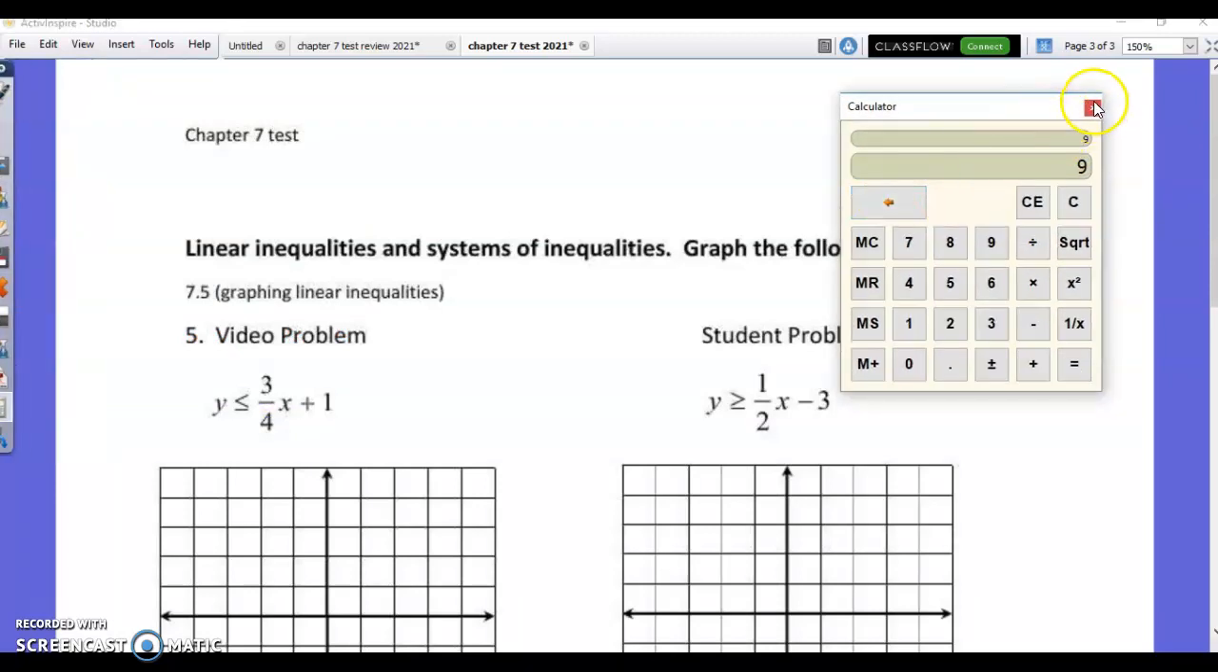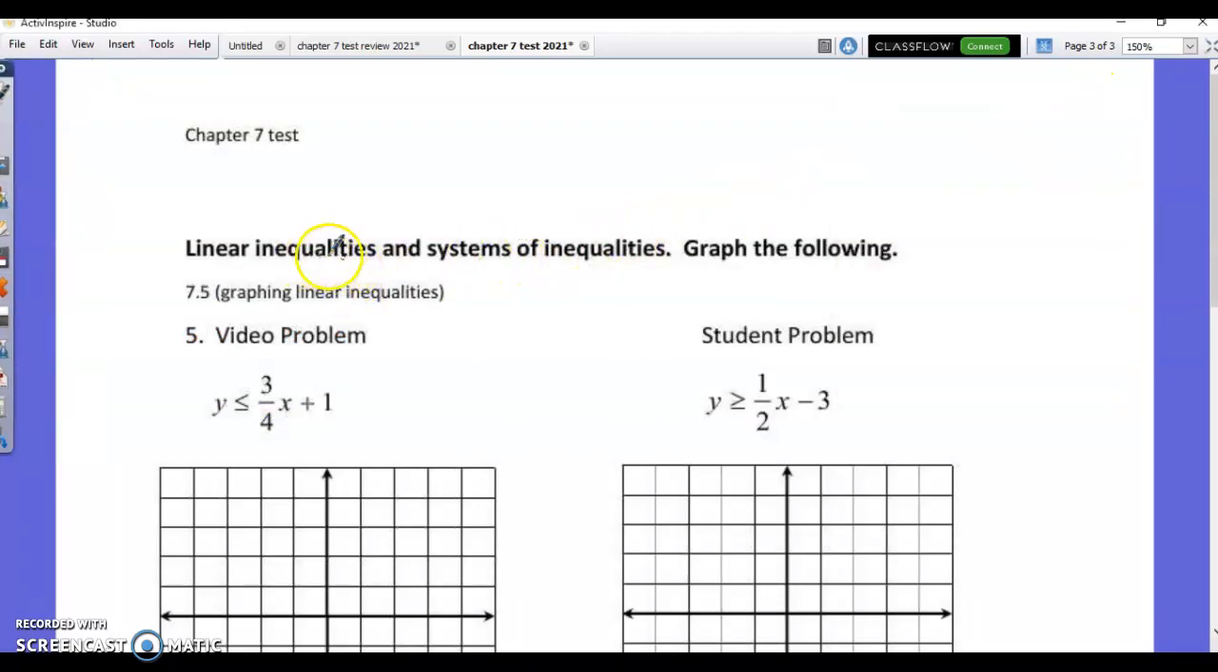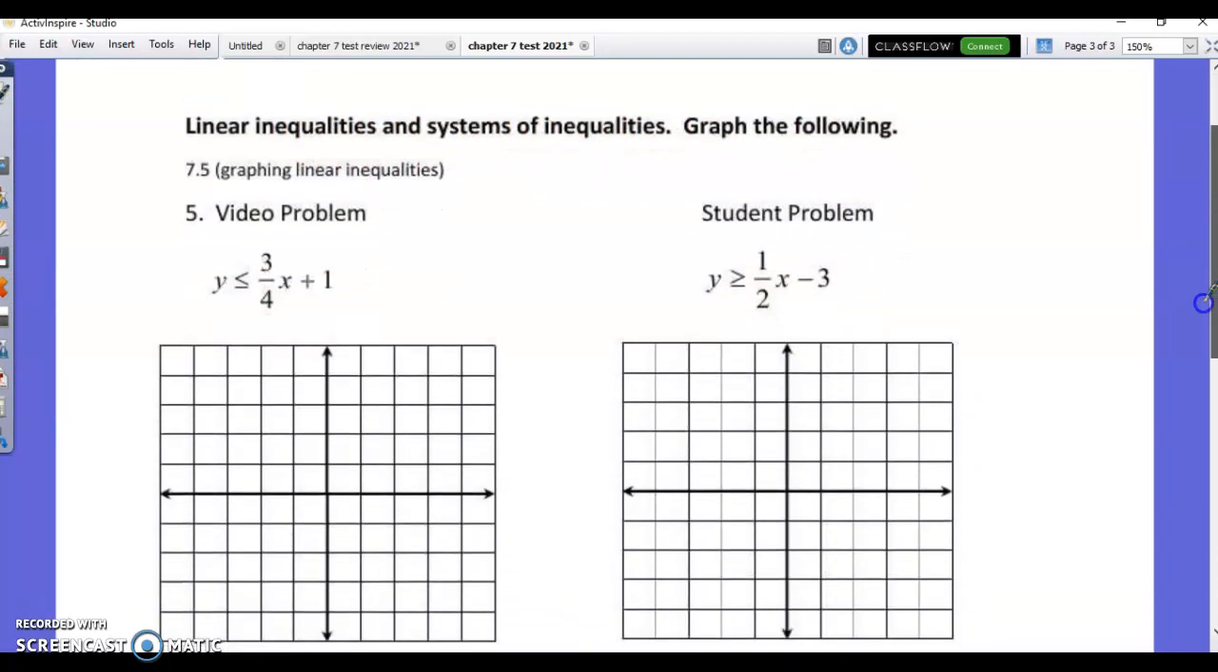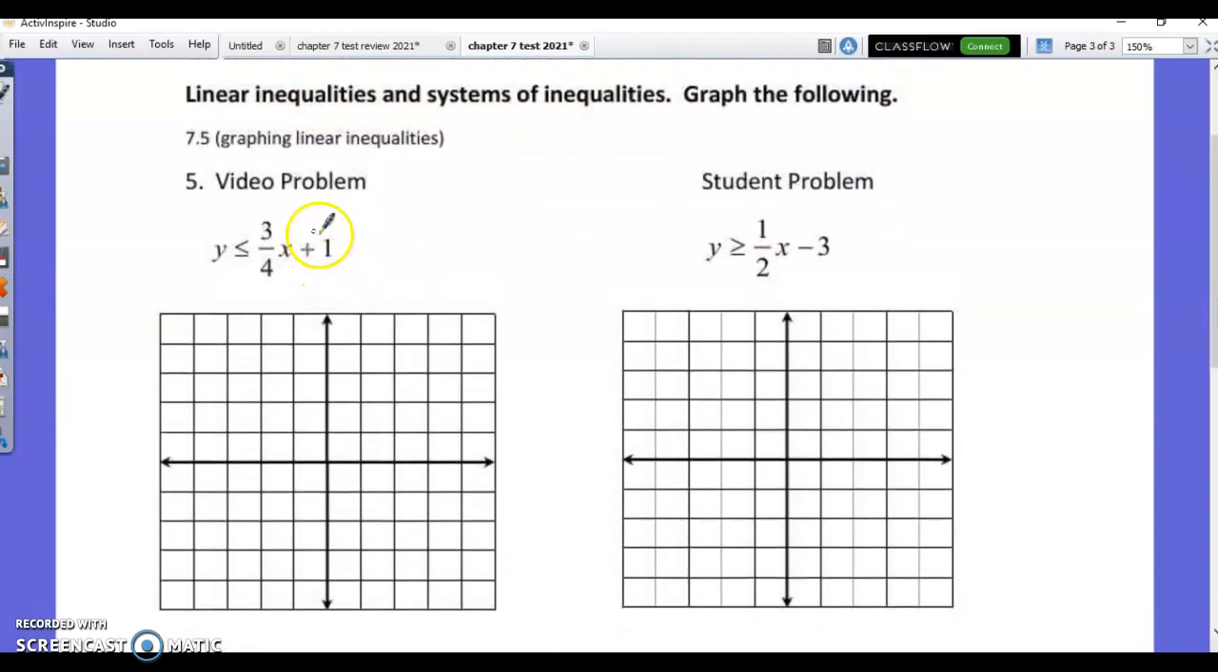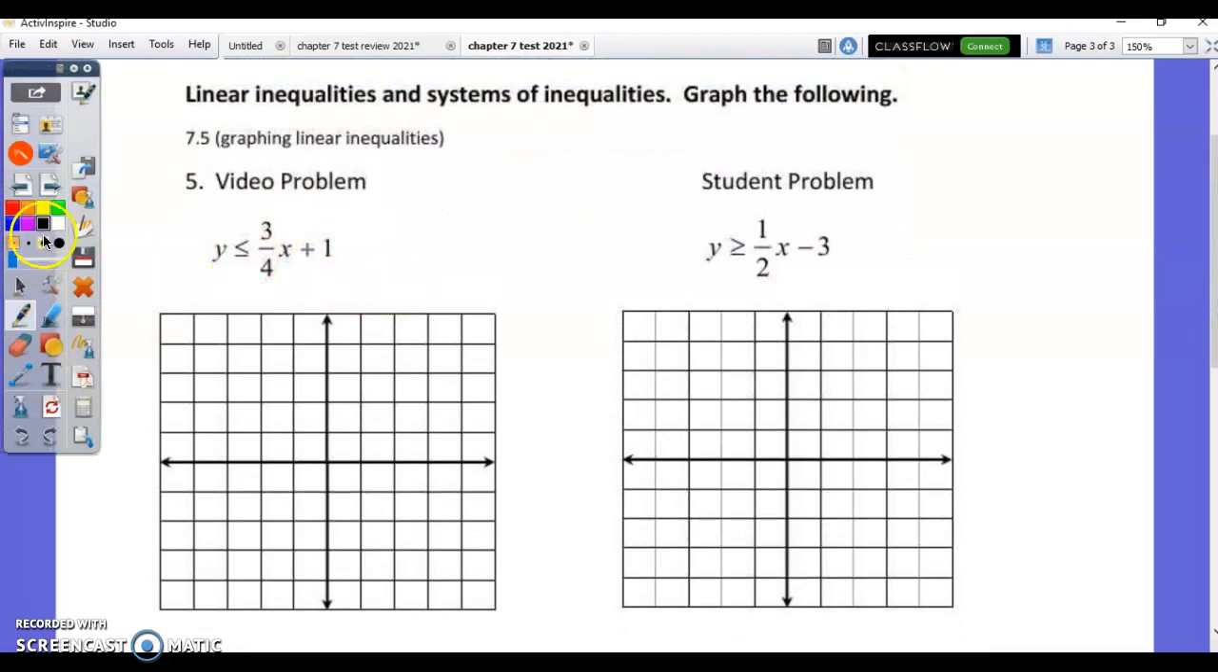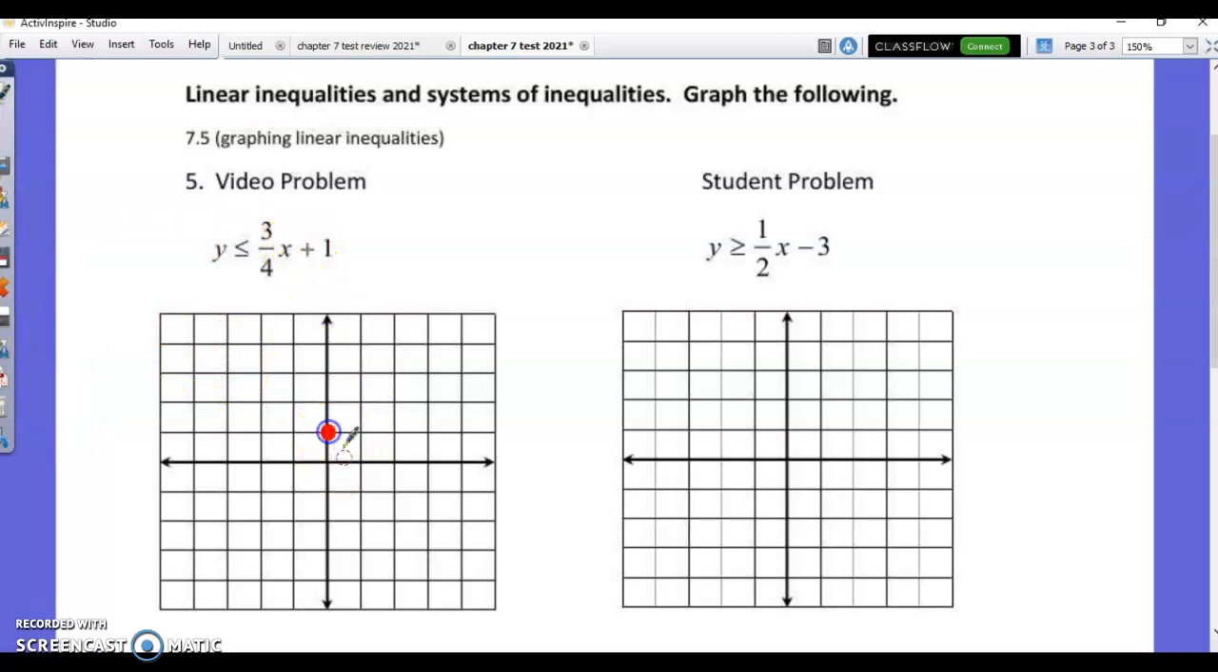Alright, so for these problems, graphing linear inequalities in linear systems. For this one, we need to graph. This is my starting point. Okay, so I am going to start at positive 1. I'll put a dot there. I go up 3 to the right 4. 1, 2, 3. 1, 2, 3, 4.